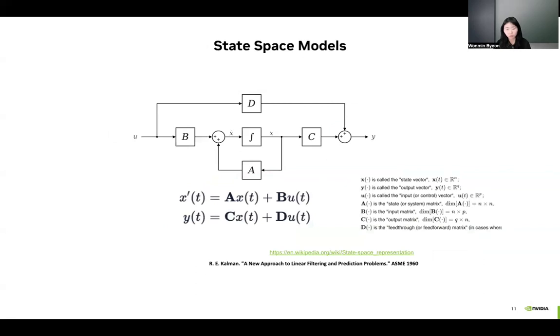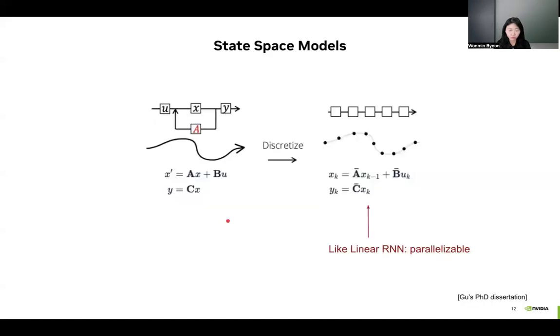So people started looking into state space models lately. This is the basic structure of state space models. It looks quite similar to RNNs. It has input and states, and has the state matrix, input matrix, and output matrix. It's originally designed for the continuous domain, but it can be discretized. Here is the discretized version, and it looks just like a linear RNN. And also it can be parallelized. I will talk more about this part later.